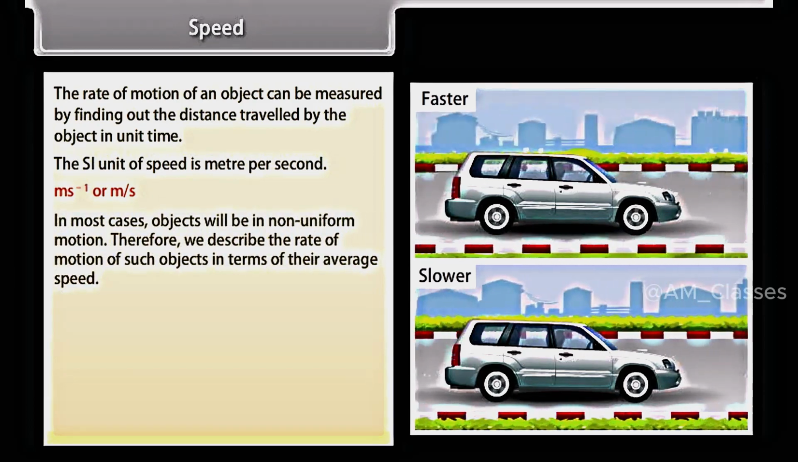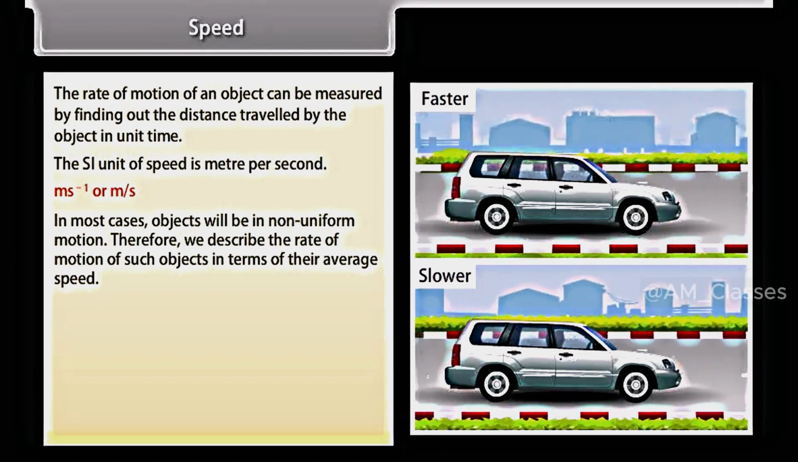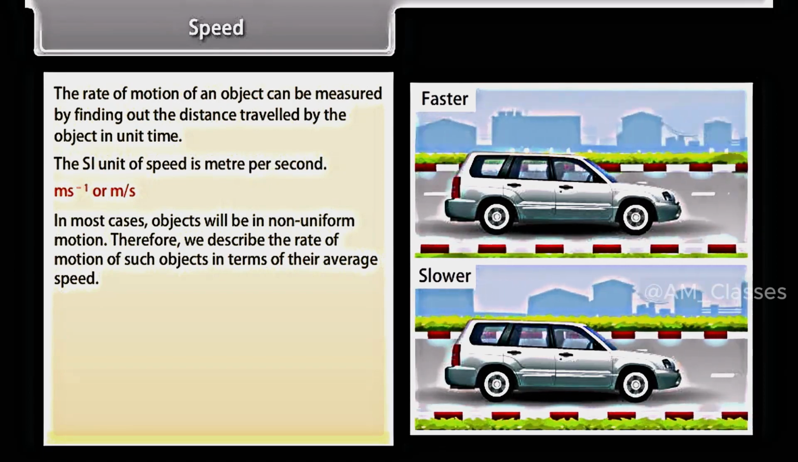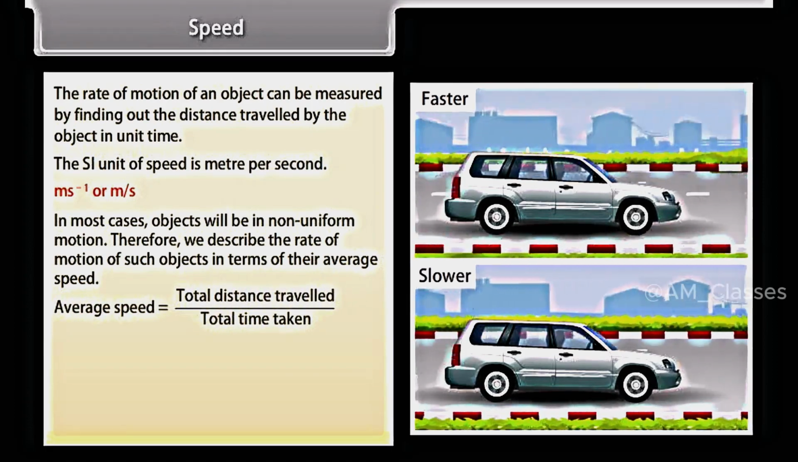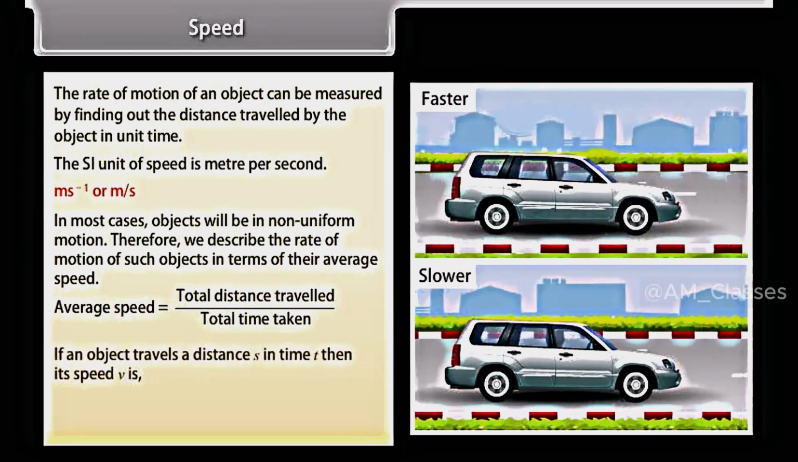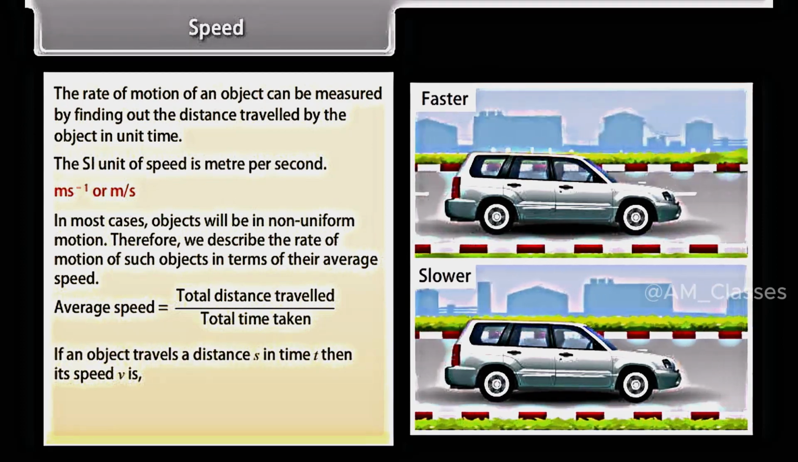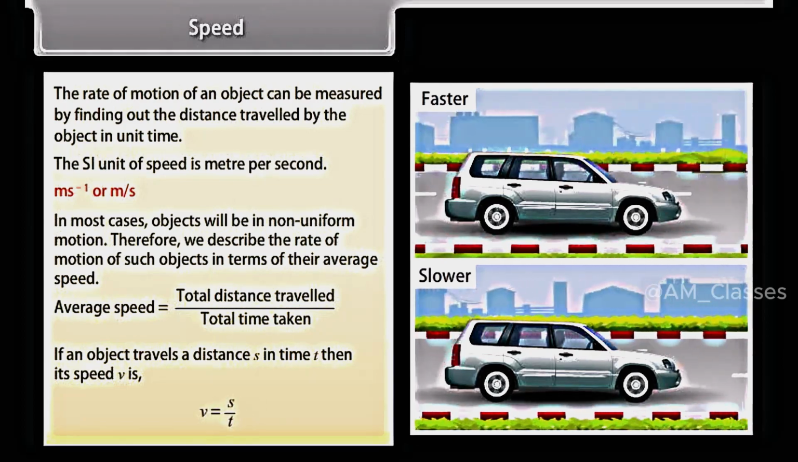In most cases, objects will be in non-uniform motion. Therefore, we describe the rate of motion of such objects in terms of their average speed. The average speed of an object is obtained by dividing the total distance traveled by the total time taken. If an object travels a distance s in time t, then its speed v is equal to s upon t. Speed with direction.